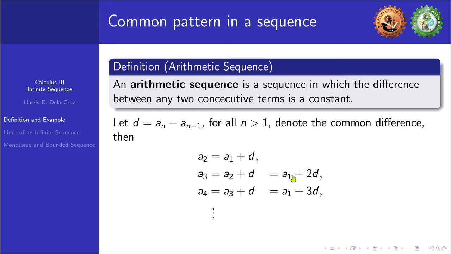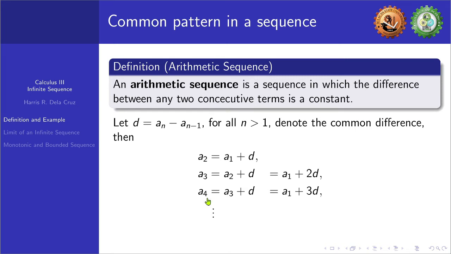Now, the pattern is already obvious. If we want to get the general term, so for example, let's say A5, we want to get A5. So A5 is simply A4 plus D. But again, A4 is A1 plus 3D. So that gives us a formula for A5, which is A1 plus 4D. So if the subscript is 2, then the formula is A1 plus 1D. If the subscript is 3, then the formula is A1 again, plus this time it's 2D.